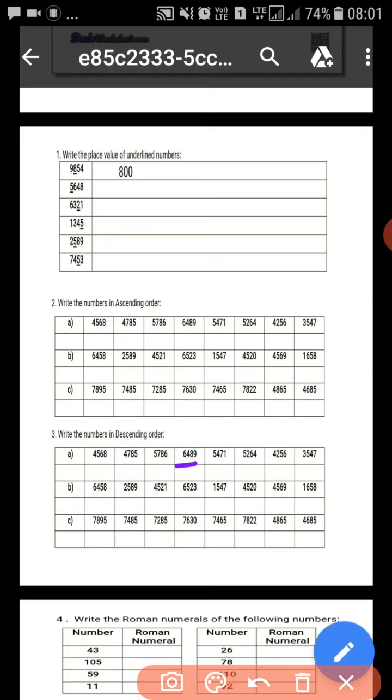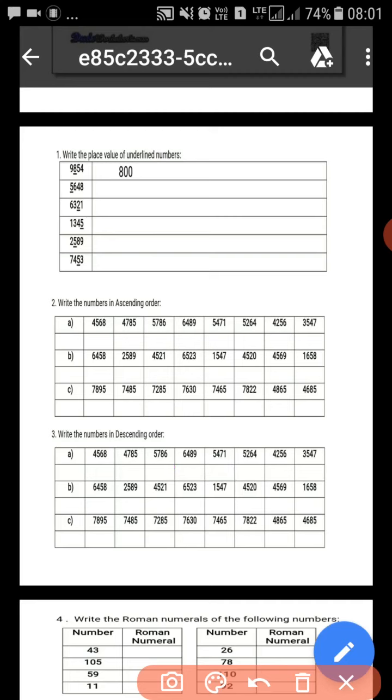Okay, then the next biggest digit is 5. 5 is the first digit of these 3 numbers. So the first digit of these 3 numbers is the same, so we have to see the second digit of these 3 numbers. It is 7, 4 and 2. What is the biggest number? It is 7. So then we will write this number. Then we will write this number and then this number.